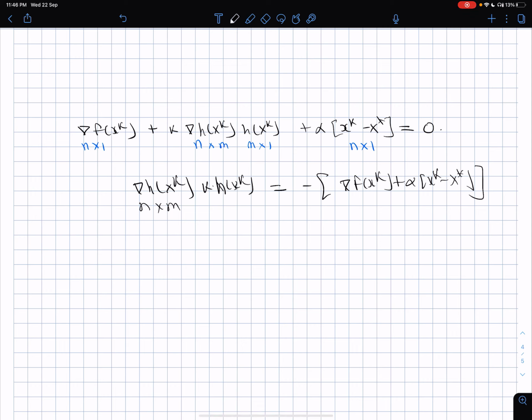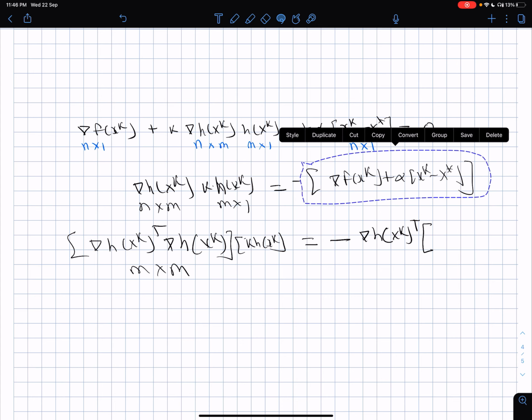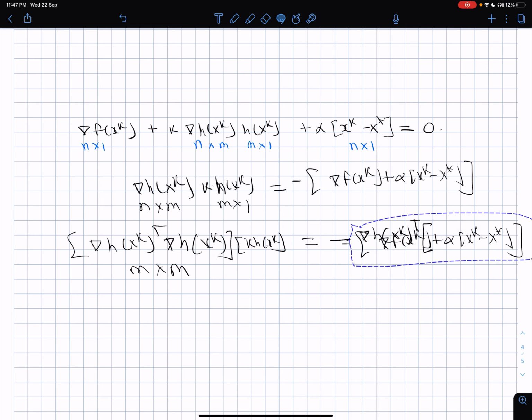Now this is an n cross m matrix, k is a scalar, this is an m cross 1 matrix. So I will multiply this by the transpose, so that I can write this vector as k h of x of k vector. This is another matrix. This is an m cross m matrix which we just derived as an invertible matrix, and if I have multiplied it by the transpose, I have to multiply it by the transpose here also, and then the remaining term will just, I'm sorry, so copy and paste.